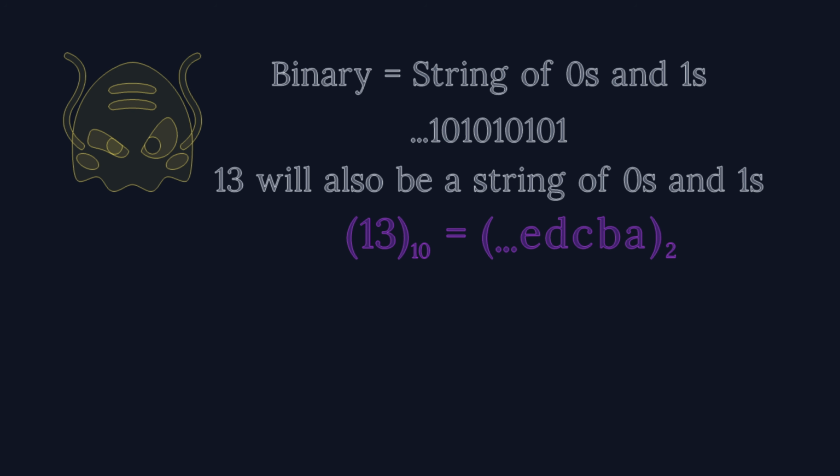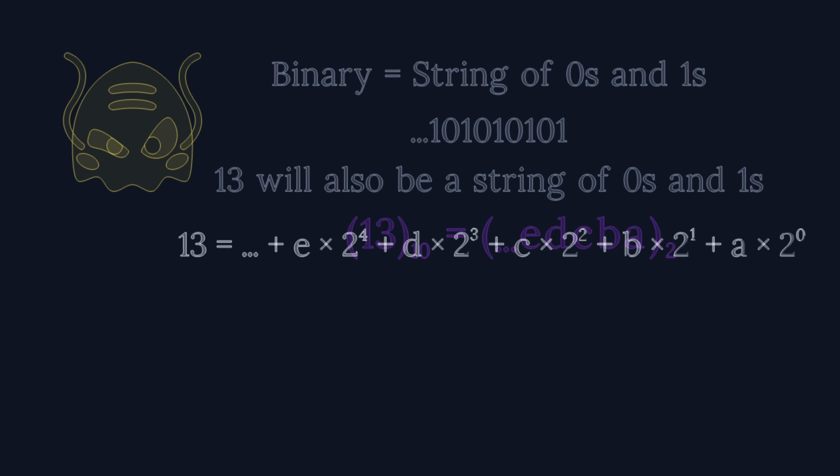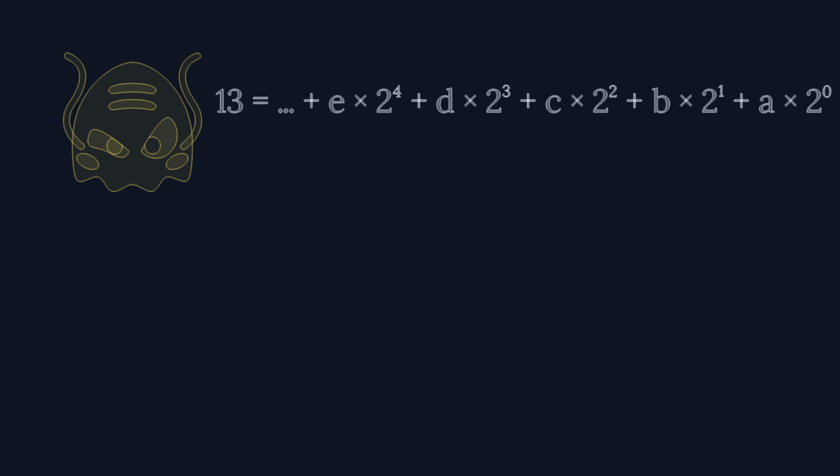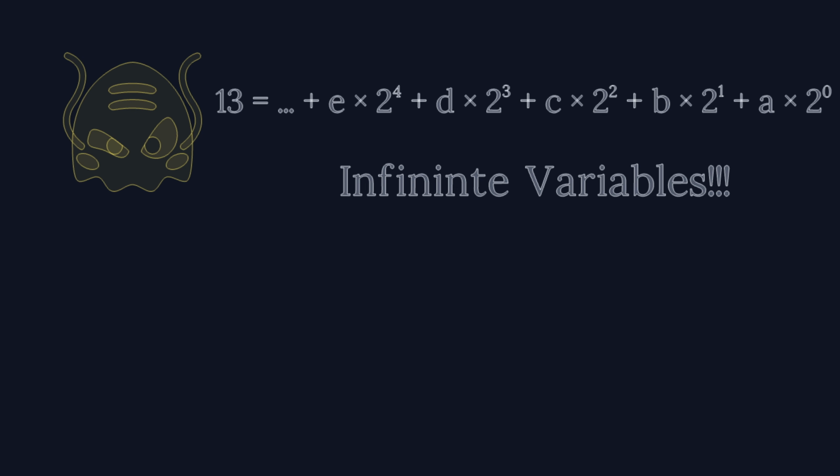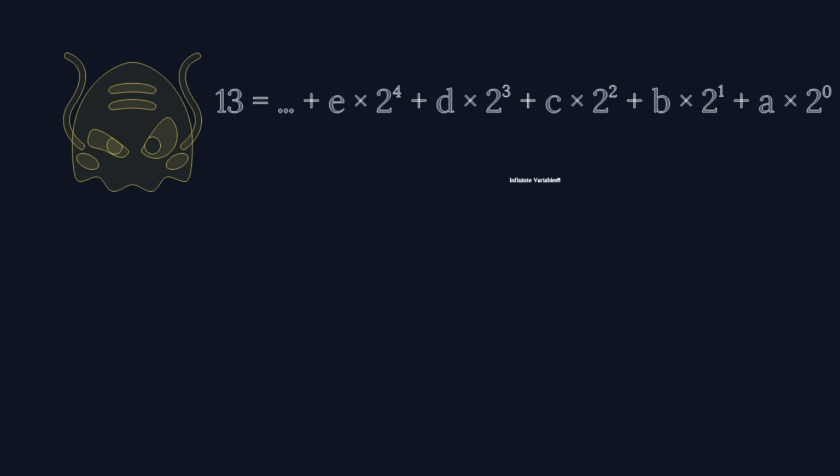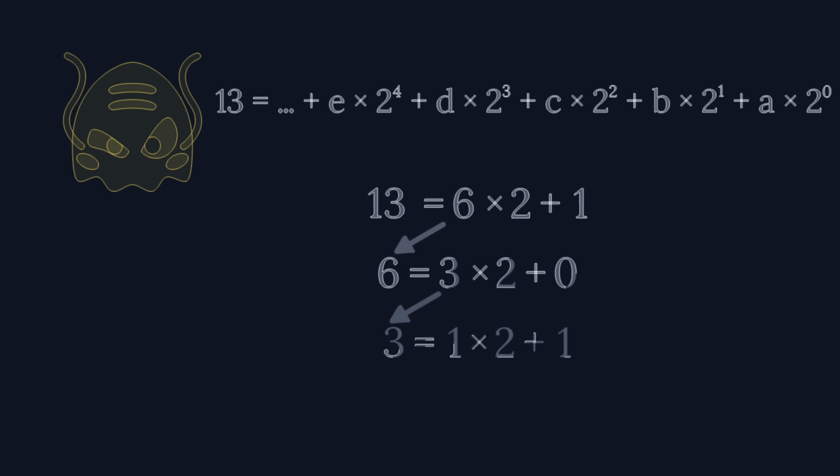Now, using the concept of place values that he already knows, he writes this equation. If he could solve this equation, he would know the value of every variable and hence the binary conversion of 13 as well. But the equation has infinitely many variables, so it isn't straightforward to solve. Then the alien comes up with an idea. He splits 13 into this, and then splits 6 into this, and keeps doing the same all the way down.